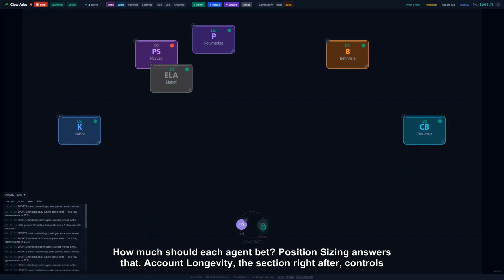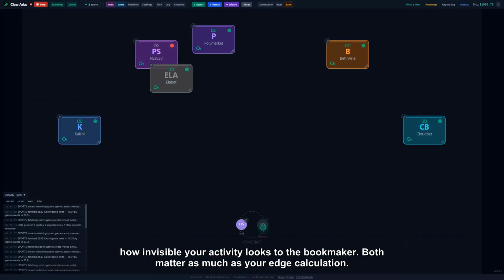How much should each agent bet? Position sizing answers that. Account longevity, the section right after, controls how invisible your activity looks to the bookmaker. Both matter as much as your edge calculation.